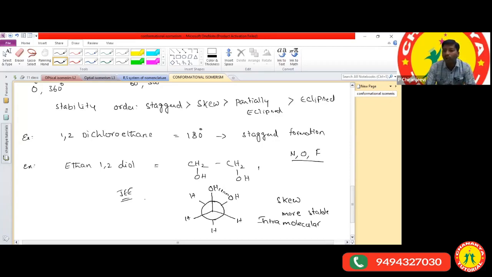Tomorrow we'll do some examples based on this. So now we finish the concepts of conformational isomerism. We'll continue in the next class.